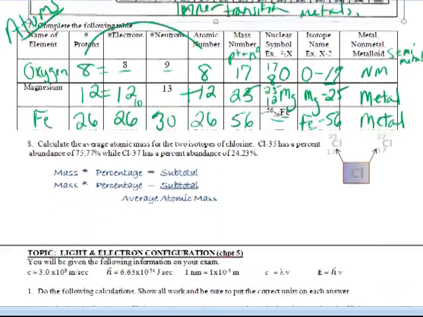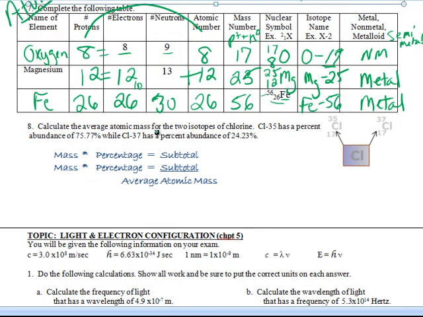Now, number 8, last one. It says calculate the average atomic mass for the 2 isotopes of chlorine. So we know that one chlorine's got a mass of 35, the other one's got a mass of 37. Now, the 35 is really abundant. 3/4 of the time you're going to run into 35, or only 1/4 of the time you're going to run into the isotope chlorine 37. So we have to take that into consideration. It's not just a 50-50 split.